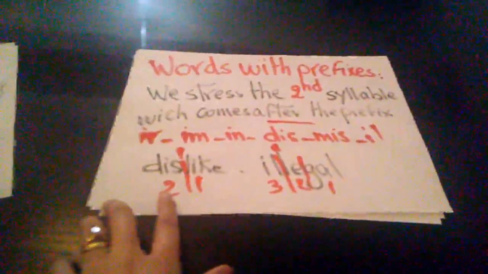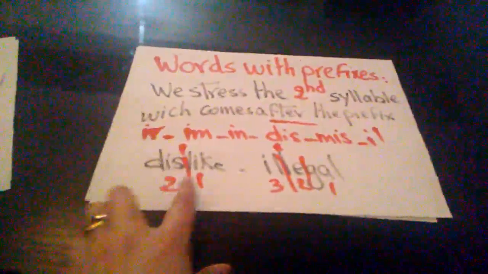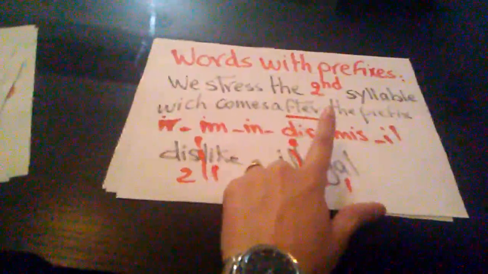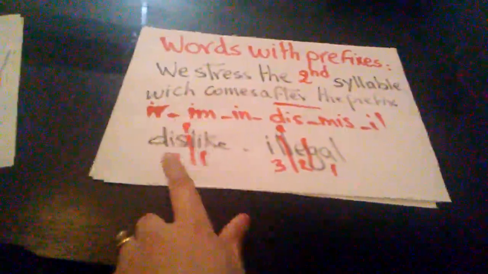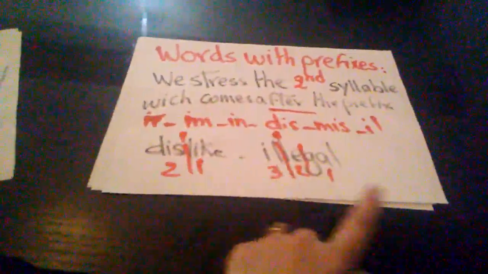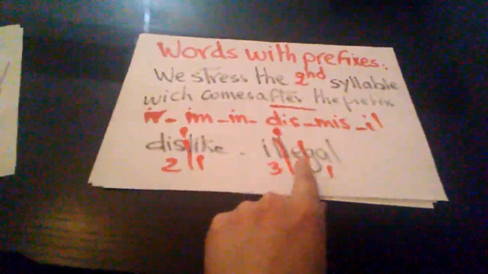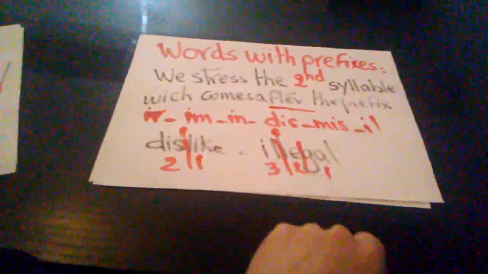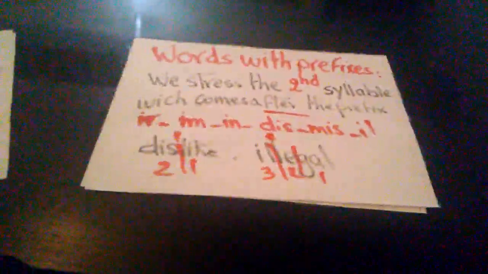You have dislike. As always, I start by dividing my word: dis, like. It has a prefix dis. It says, I stress the second syllable coming after this. I stress this one, so dislike. Then you have illegal. Ill is the prefix. Then le, gal: 1, 2, 3 syllables. I stress the second syllable coming after the prefix, and it is here, illegal.